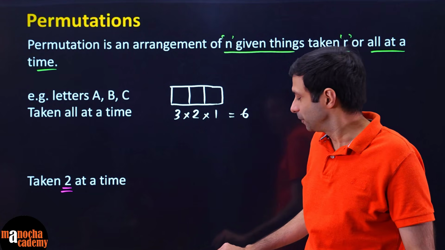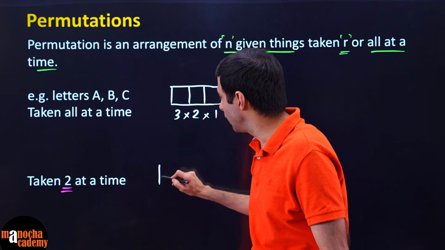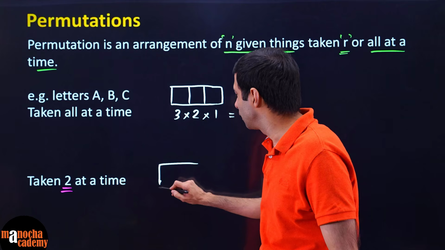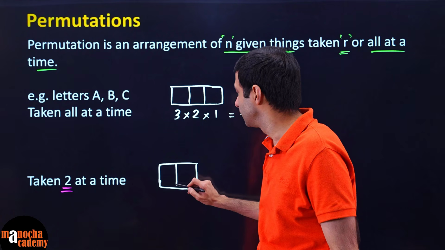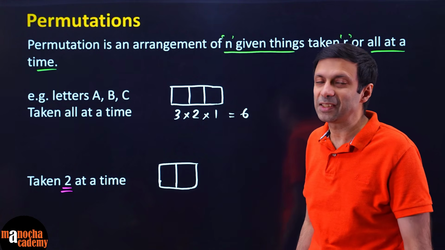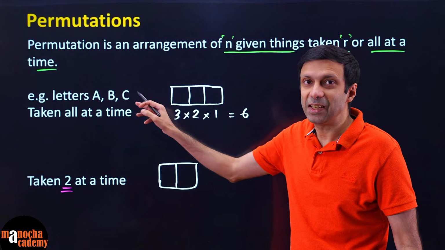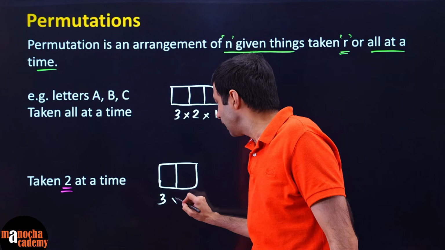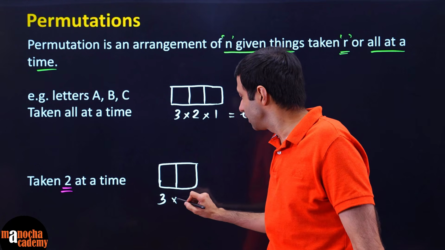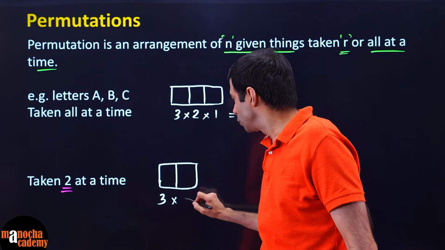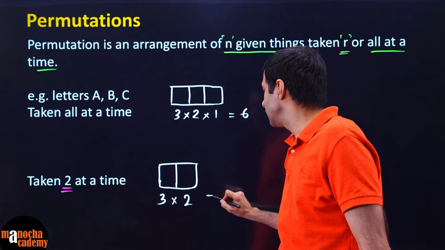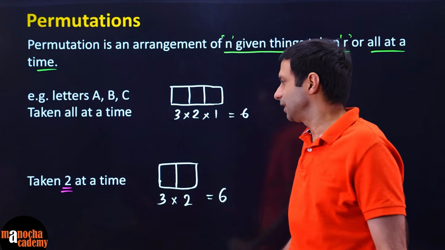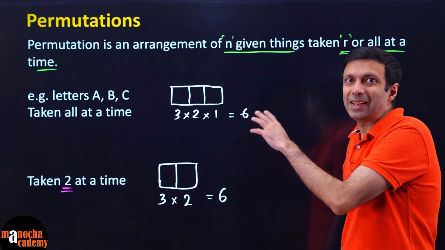So how many will it be? Since you want to form 2-letter words, it's like filling in just 2 boxes. In the first box, how many letters can you put? A, B and C. That means you have 3 possibilities. So 3 options there. And in the second box, since you have used up one of the letters, you have only 2 letters left. So it's going to be 3 times 2. Once again here the answer will be 6. But the important thing is the difference here, right?